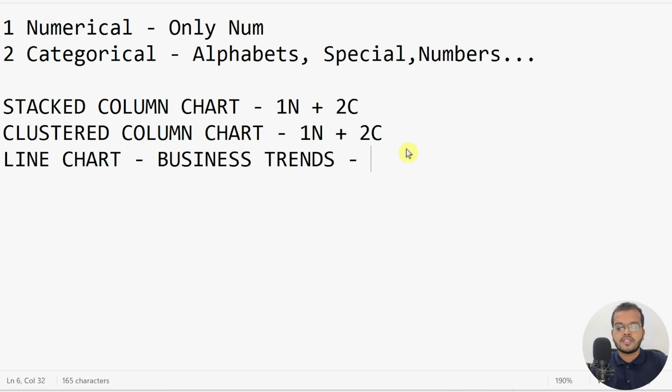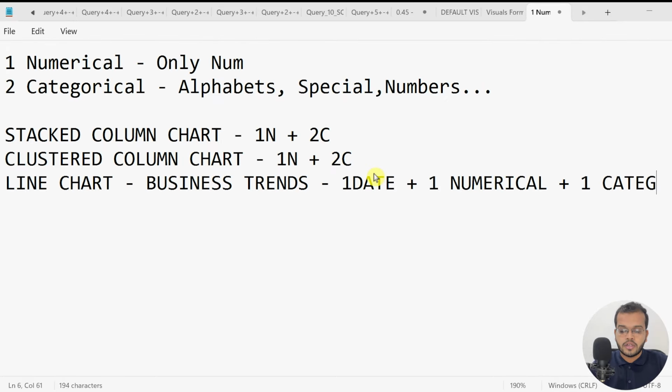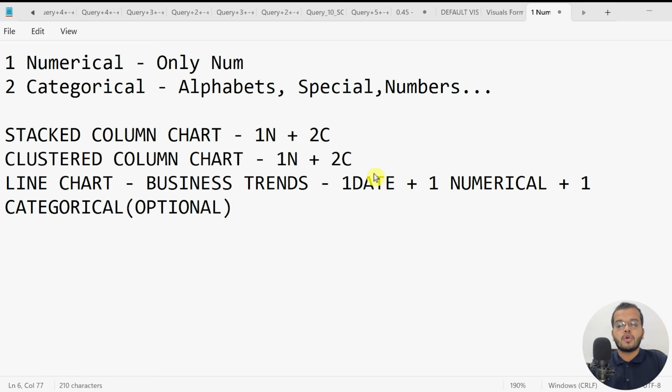So what is the formula? In order to use the line chart, area chart, or stacked area chart of this line chart family, we need to have one date related information, with one numerical data, supported with one categorical, which can be optional. Unless we use this date related information, we cannot show the exact information with the line chart.